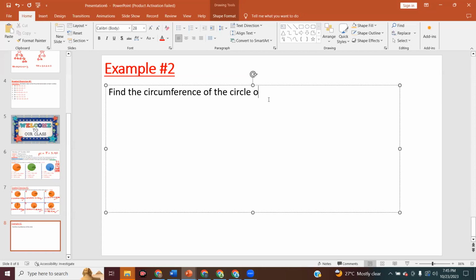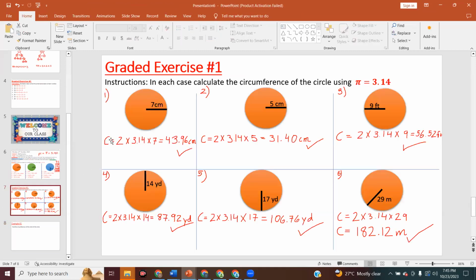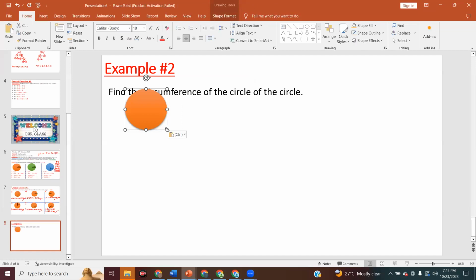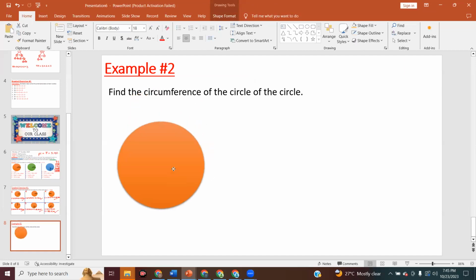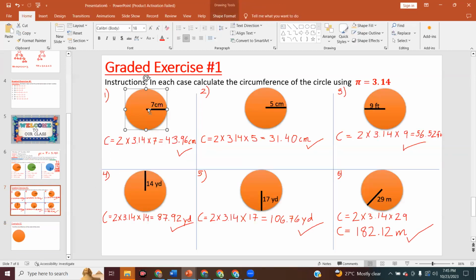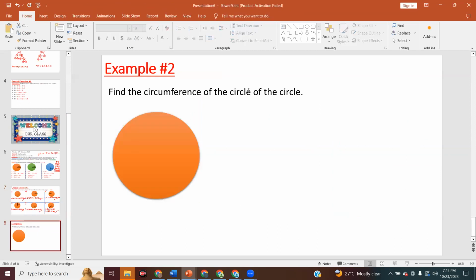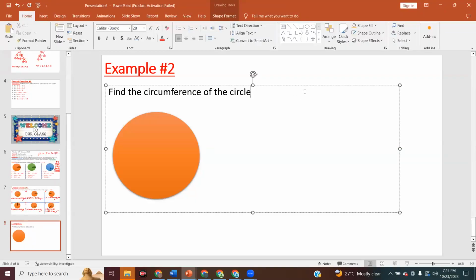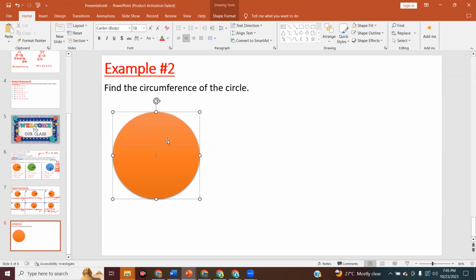Okay, so find the circumference of the circle. Let's look at this one. What if I have a circle, right? Mr. Petit, you have circle twice. I have circle twice. Find the circumference of the circle. That's embarrassing. Thank you, Kaden.